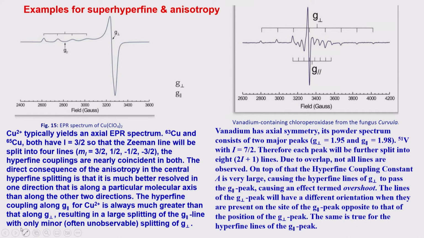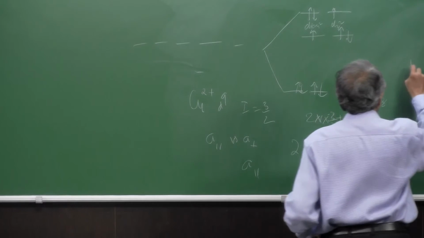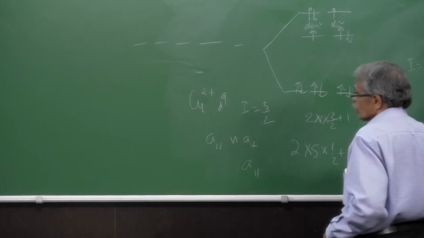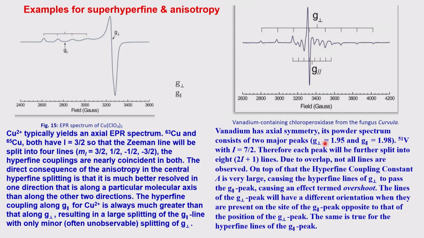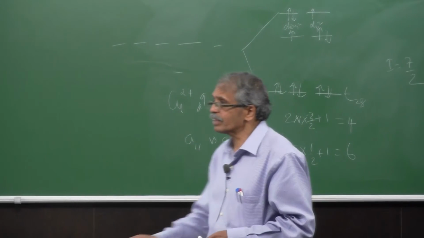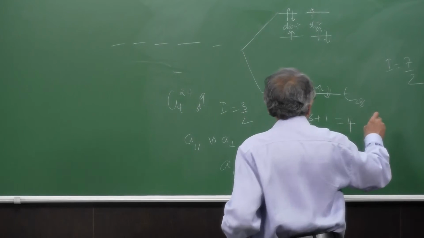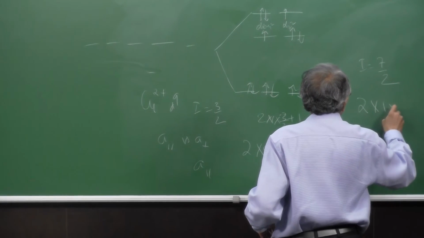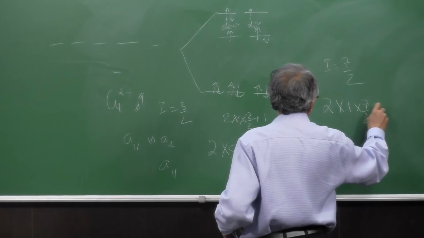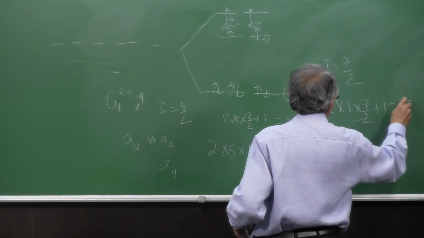Now look at another example here, the vanadium, not the copper. The vanadium case I is equal to 7 over 2, and this is a good abundance. So you can expect the coupling of that. This is vanadium containing chloroperoxidase enzyme, and this is the EPR spectrum taken from the enzyme. If you work out 2 into 1 into 7 over 2, there is only one vanadium in that, so that is 8 lines.